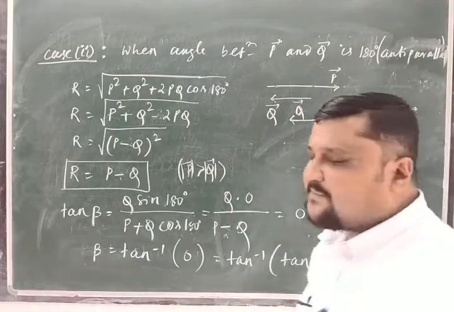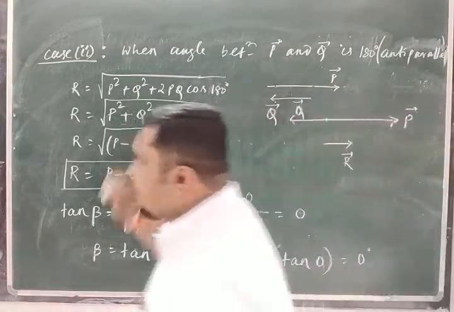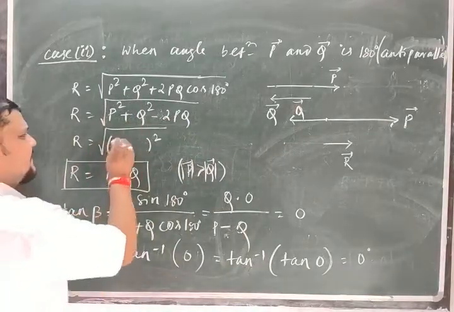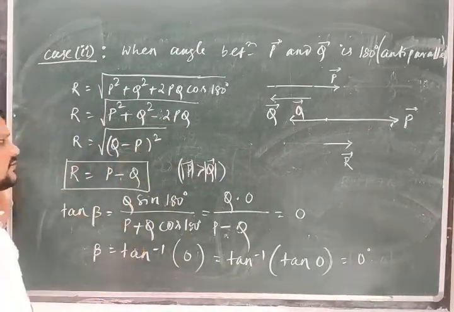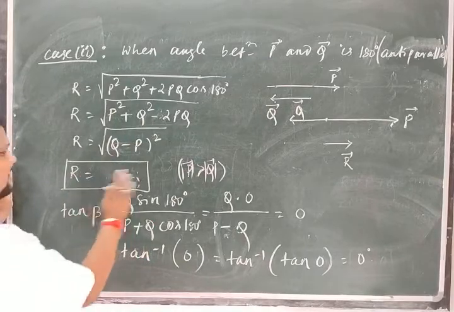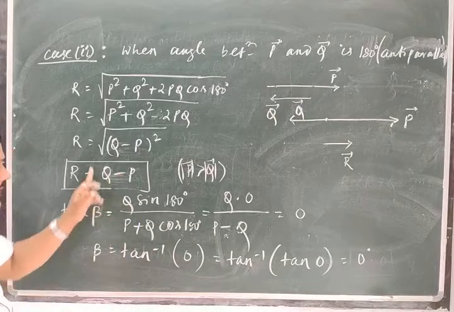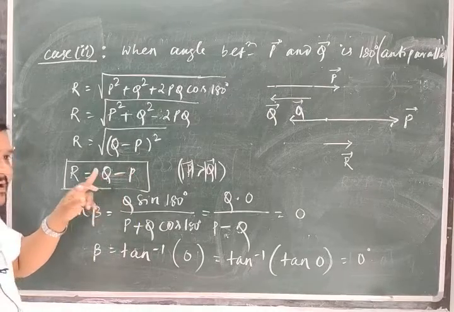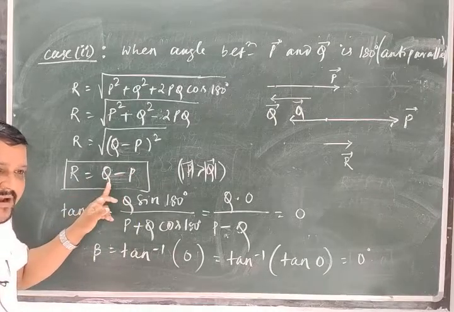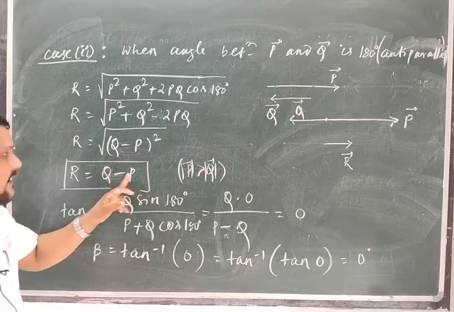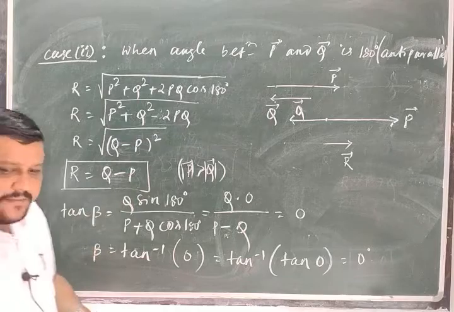Suppose Q is larger than P, then you can say here a square plus b square minus 2ab. Someone can take this as Q minus P whole square also. It is also true. Then this will be Q minus P. Then in that case, what will you take as the resultant? Here you will consider that the magnitude of the Q vector is greater than the magnitude of the P vector.